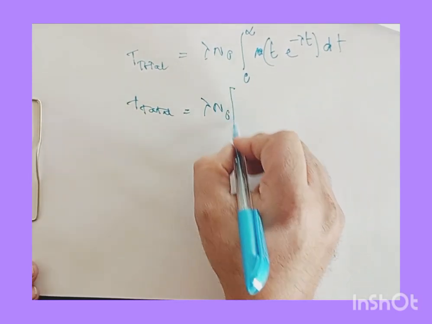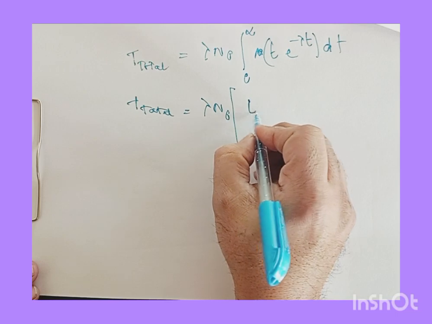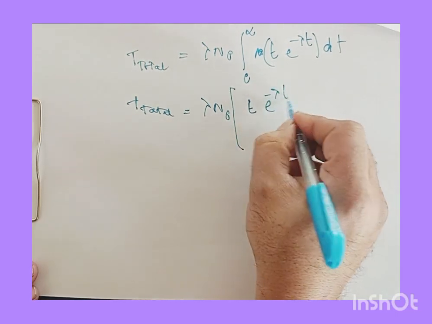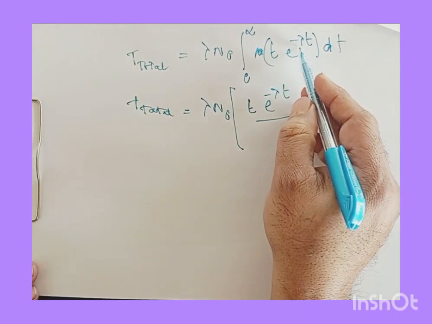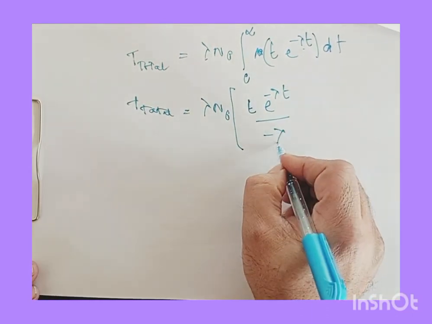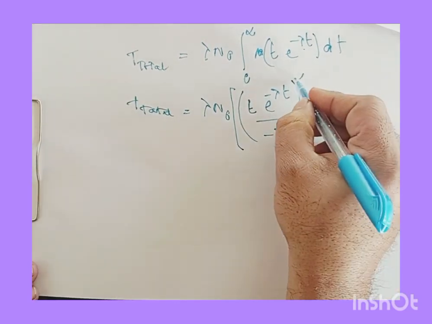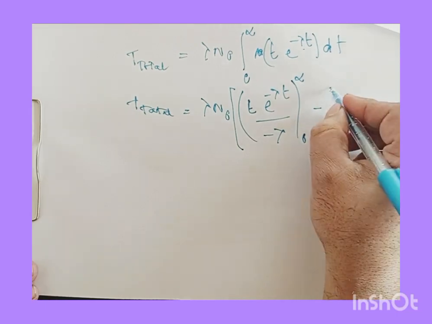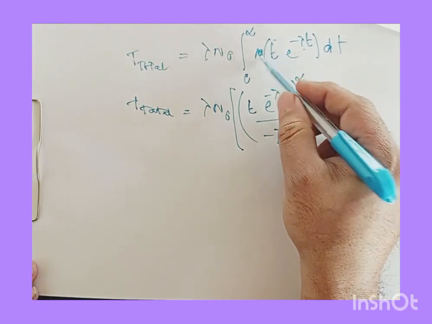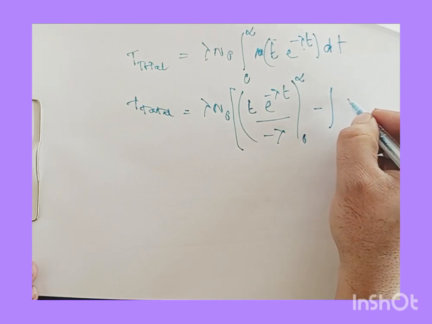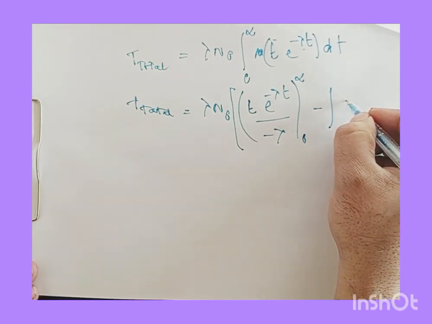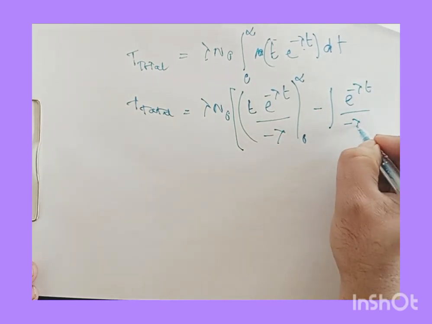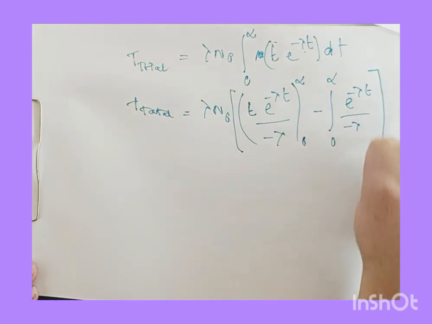So we have to use the UV rule here. What we have is t as the first function, into the integration of e to the power of minus lambda t, that's e to the power of minus lambda t divided by the derivative of the inner term lambda t, that's minus lambda. The limit will be 0 to infinity. Then what we will have is minus the integral of the differentiation of t, that is 1, and the integration of e to the power of minus lambda t, that will be e to the power of minus lambda t by minus lambda, from 0 to infinity.